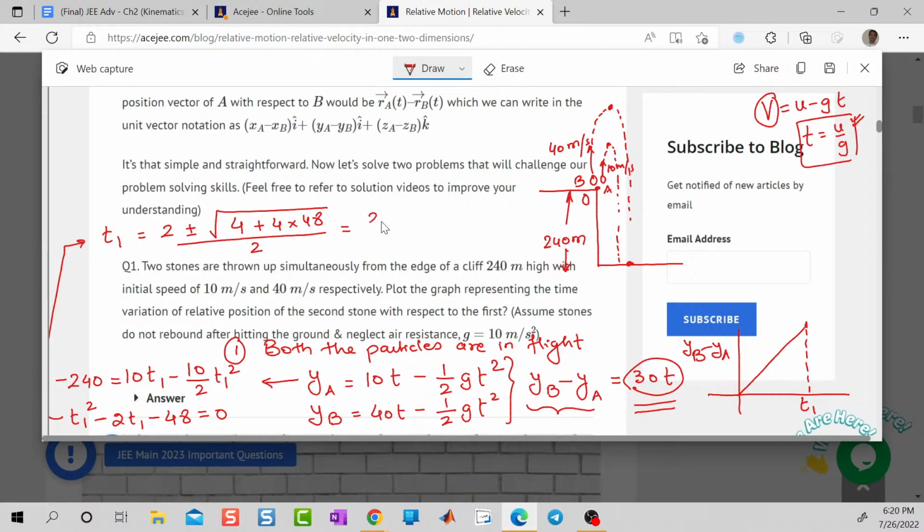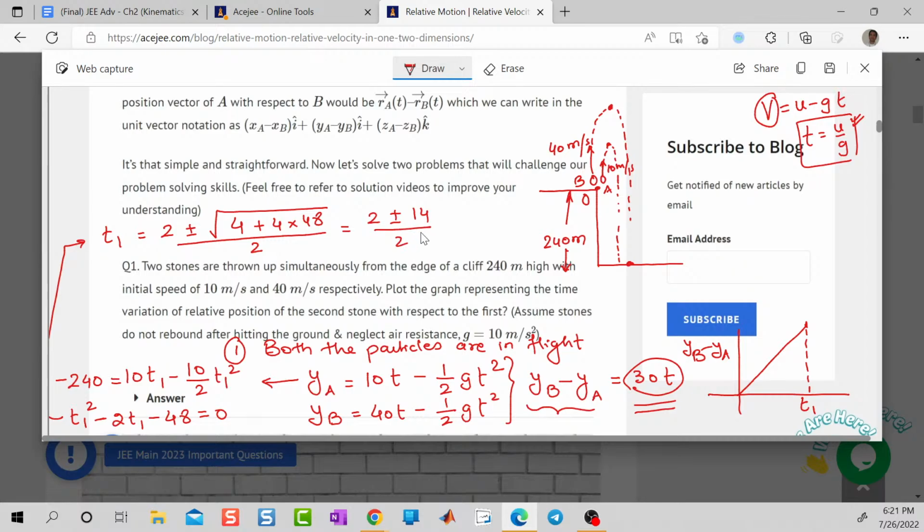What do we get? 2 plus minus, if I take 4 out, that is 2. I'll be left with 49, that will be 7. So 2 into 7, so that will be 14 divided by 2. Now t1 should not be negative, right? t1 should not be negative. That will become meaningless, right?